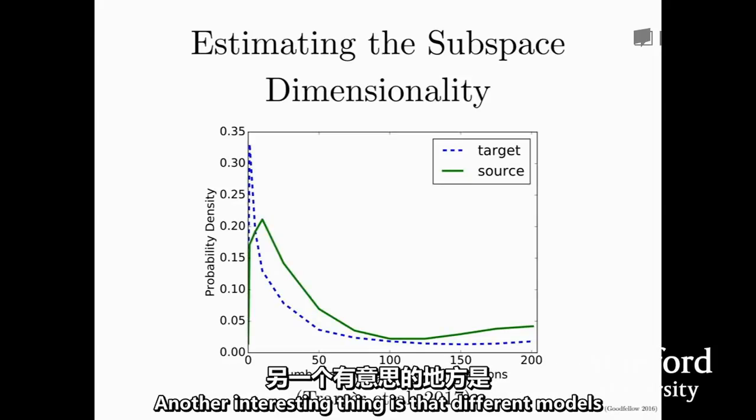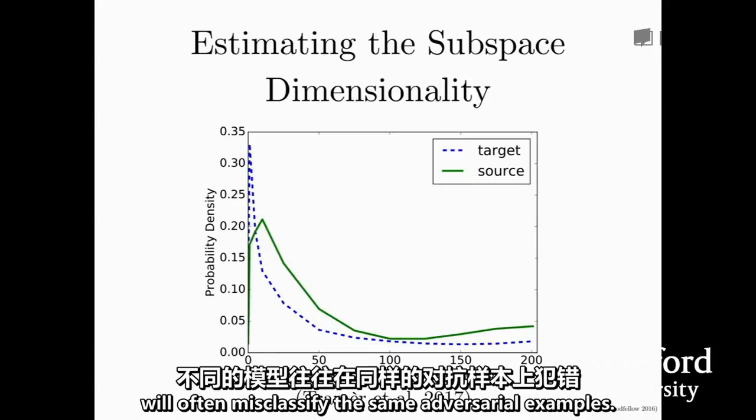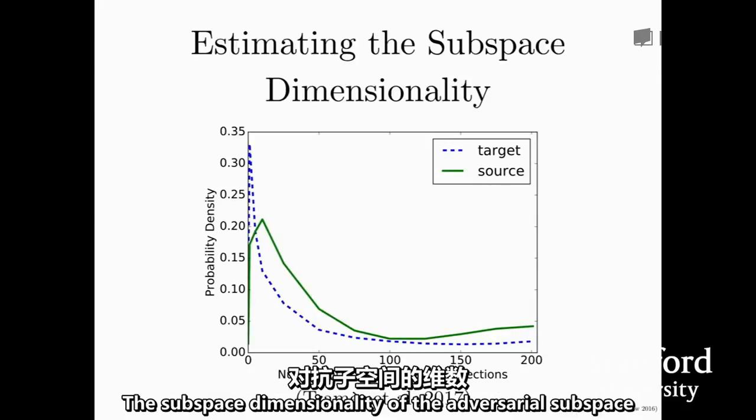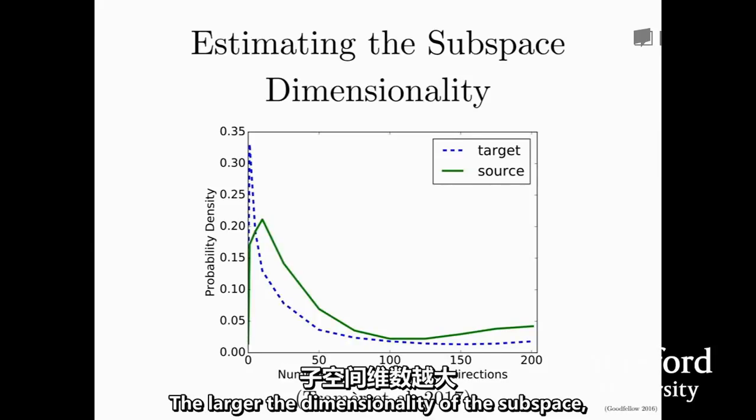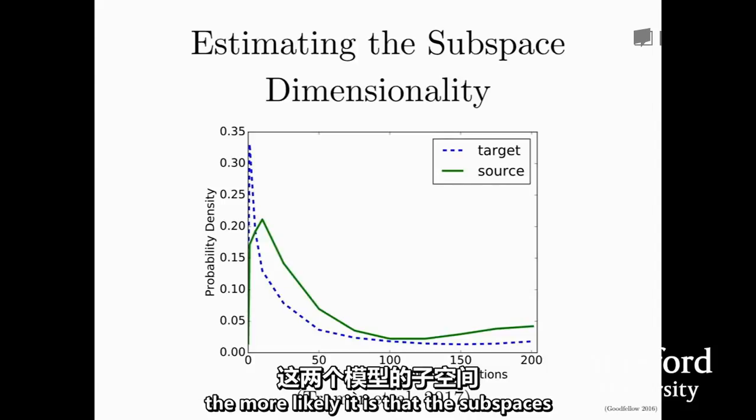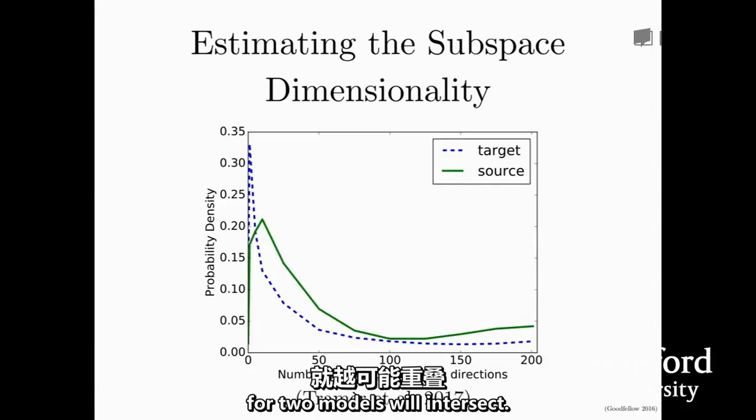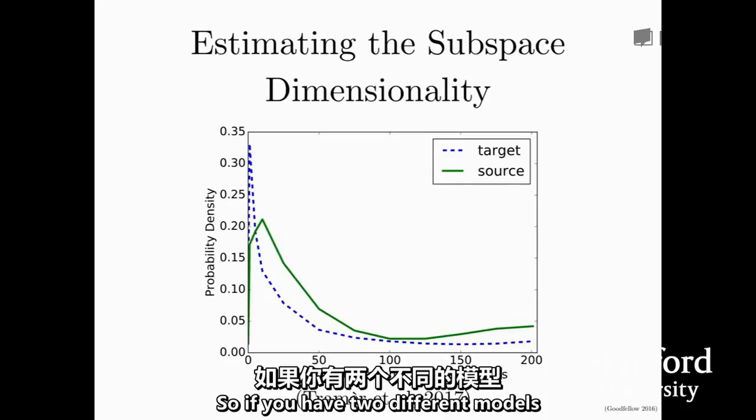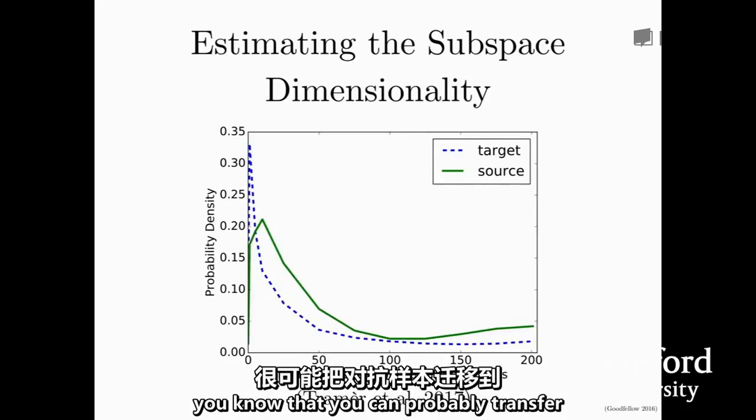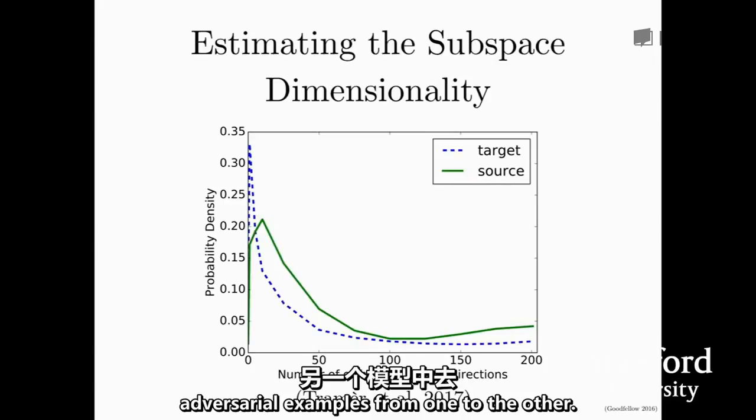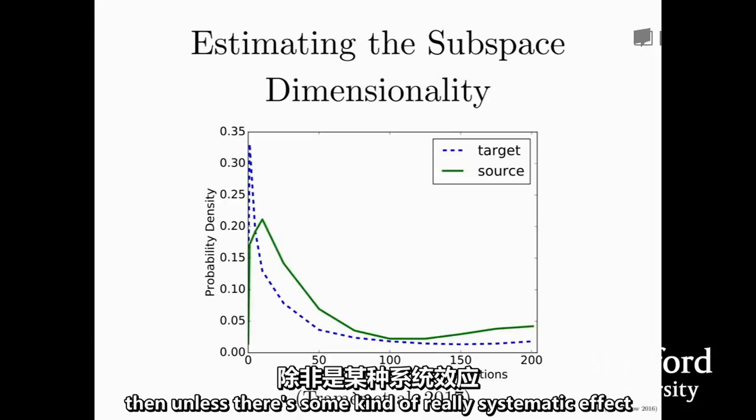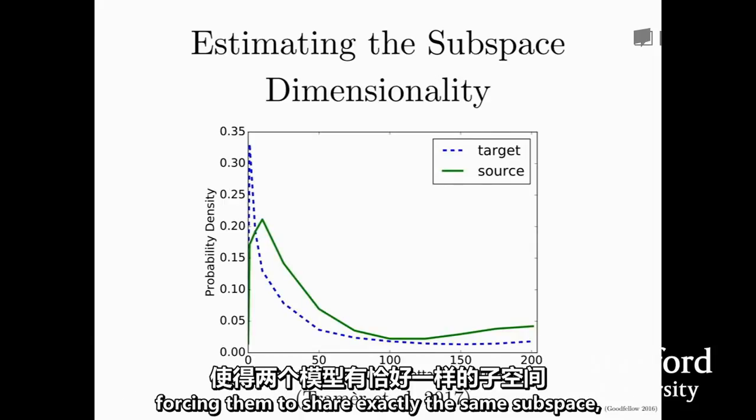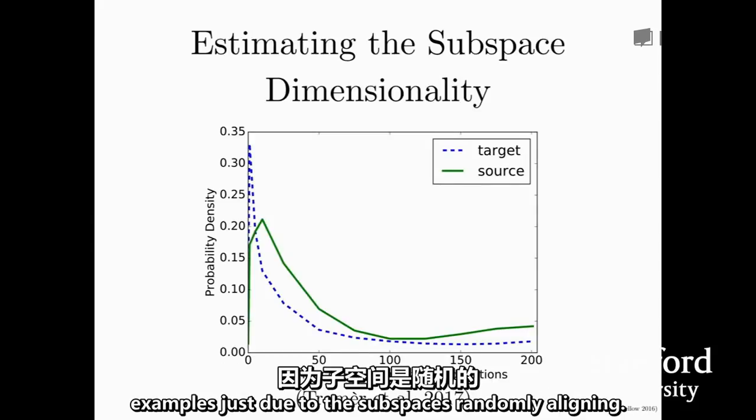Another interesting thing is that different models will often misclassify the same adversarial examples. The dimensionality of the adversarial subspace relates to that transfer property. The larger the dimensionality of this subspace, the more likely it is that the subspaces for 2 models will intersect. So if you have two different models that have a very large adversarial subspace, you know that you can probably transfer adversarial examples from one to the other. But if their adversarial subspace is very small, then unless there's some kind of really systematic effect forcing them to share exactly the same subspace, it seems less likely that you'll be able to transfer examples just due to the subspaces randomly aligning.